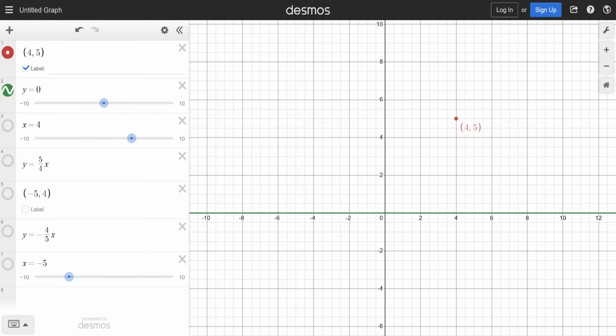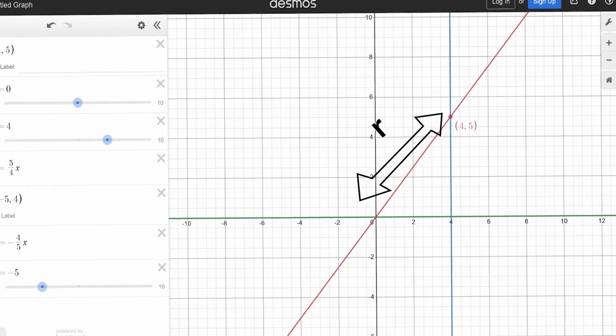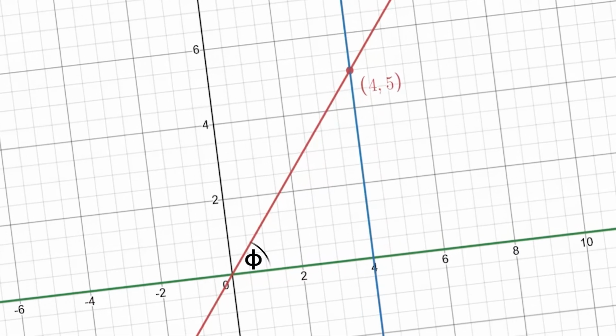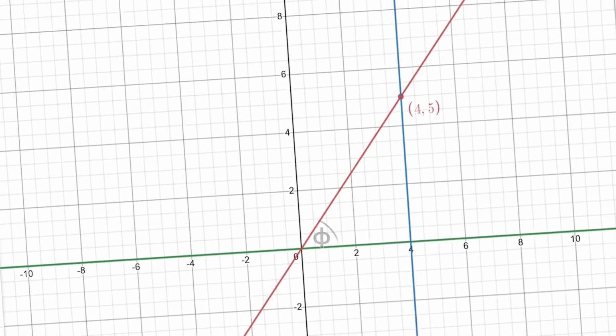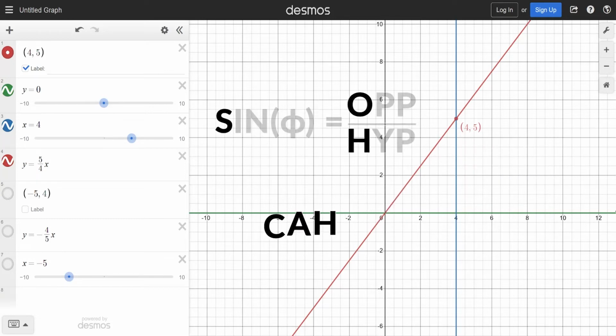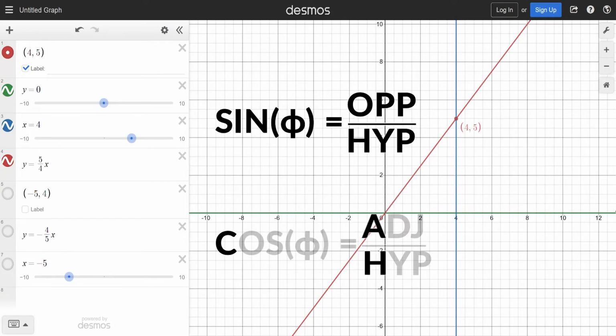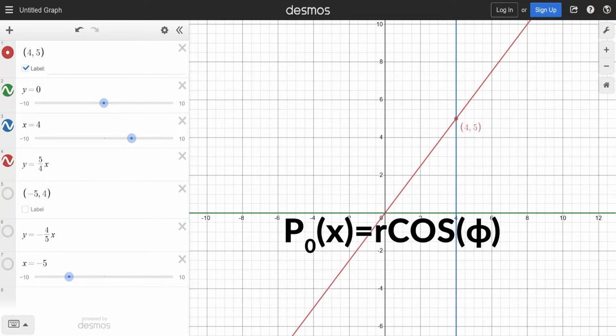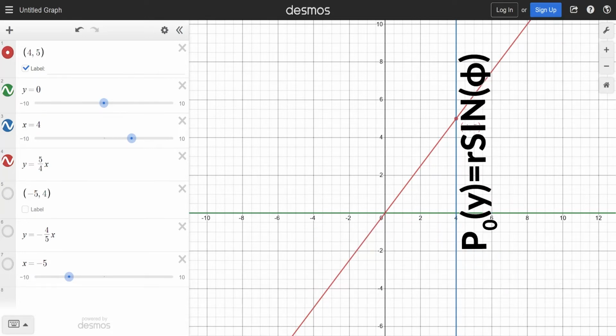Now this green line represents the point's x component, and this blue line represents the point's y component. And this is the distance from 0, 0. We'll call it r. As you may have noticed, we have generated ourselves a little triangle with the angle phi located here. This allows us to get a bit more specific with our x and y components for P0. I don't know if SOHCAHTOA rings any bells for you, but in trig class we learned that sine of an angle is opposite over hypotenuse, and cosine of an angle is adjacent over hypotenuse. This lets us represent our components in relation to the distance and angle from 0, 0. The x component is equal to r cos phi, and the y component r sine phi.